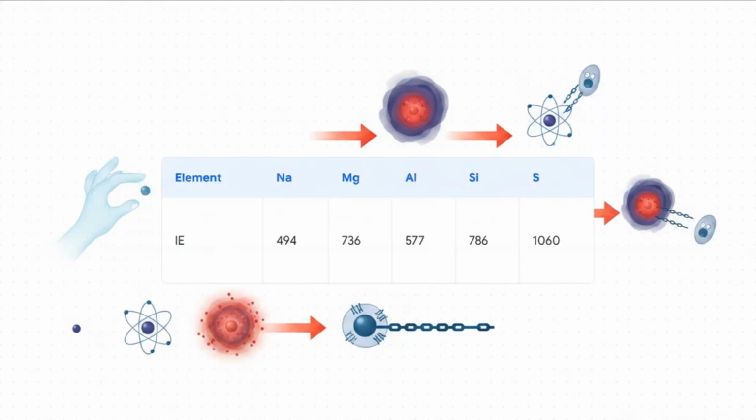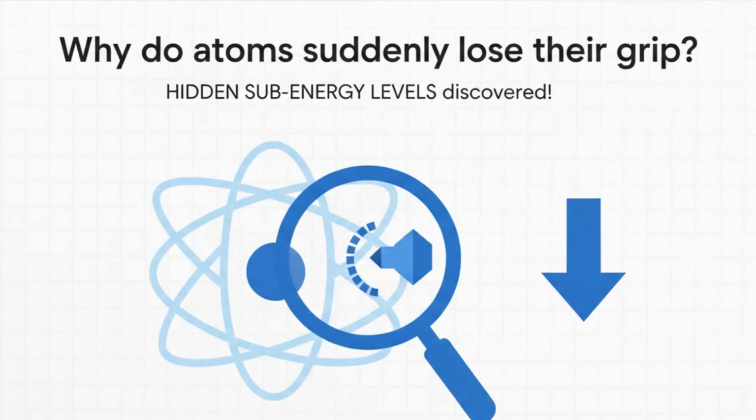Let's see how this plays out across period 3. Generally speaking, the energy required increases from left to right. This makes sense because we're adding more protons to the nucleus without adding any new shielding shells. But if you look really closely at the data from magnesium to aluminum, and then again from phosphorus to sulfur, there are these sudden, completely unexpected dips. Anomalies in the data. I mean, why on earth do aluminum and sulfur suddenly lose their grip? Well, these tiny drops in the general trend are actually our final and honestly most exciting clues. They give us hard physical evidence for hidden sub-energy levels existing right inside the main shells.